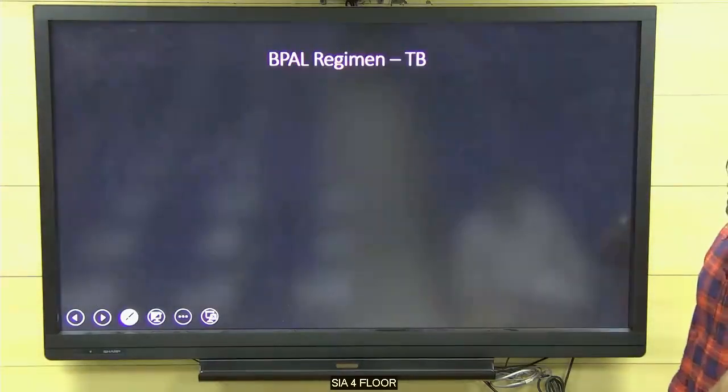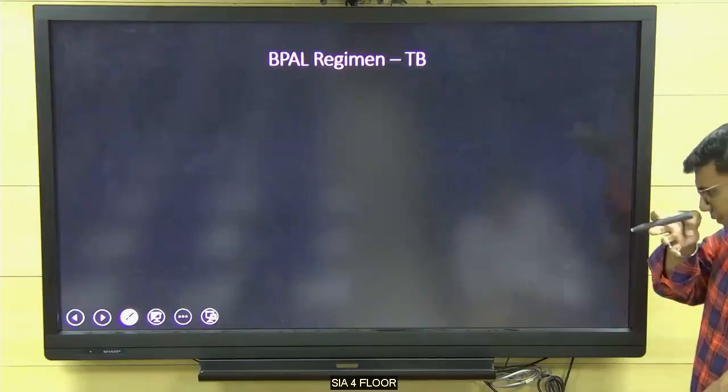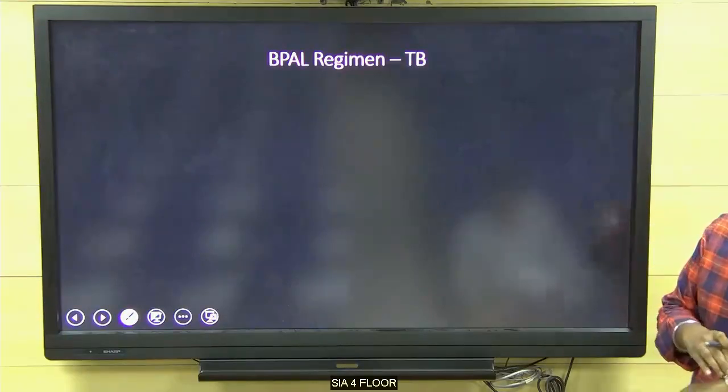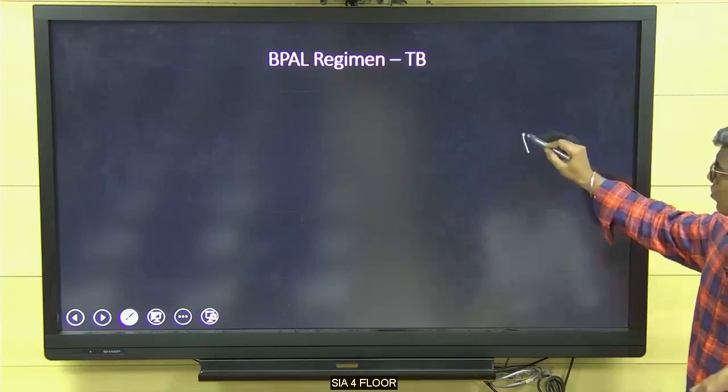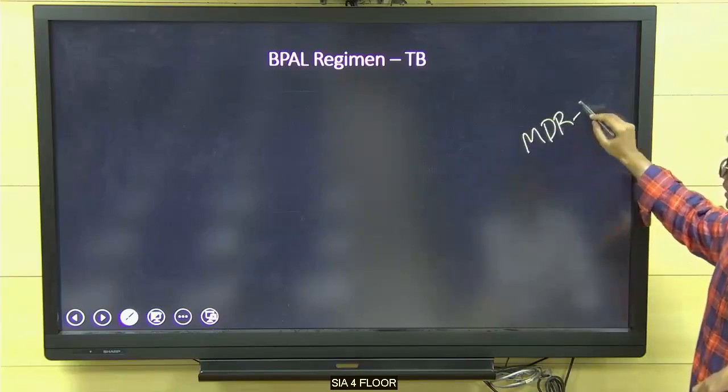And then BPAL regimen, it's related to TB. Don't write it now because there's a small confusion. I came across two different articles in recent times. I'll just update these notes later. So BPAL regimen is related to multi-drug resistant TB.